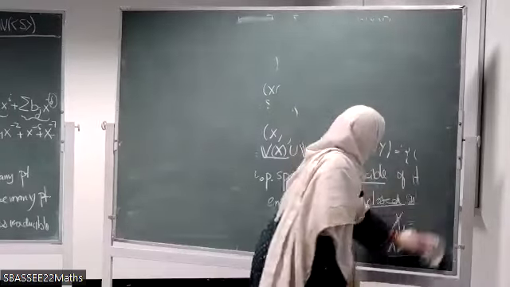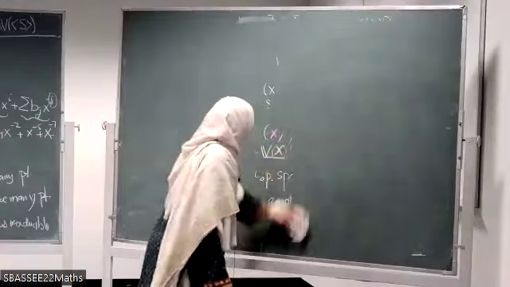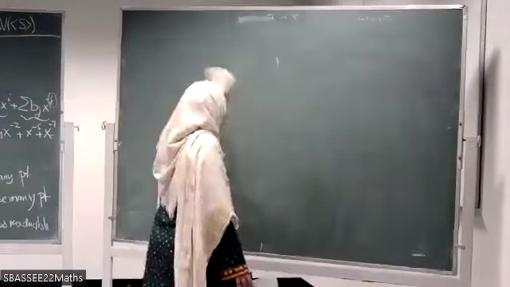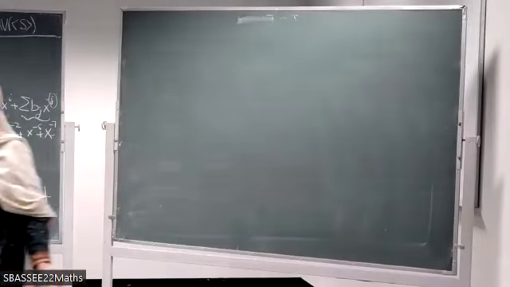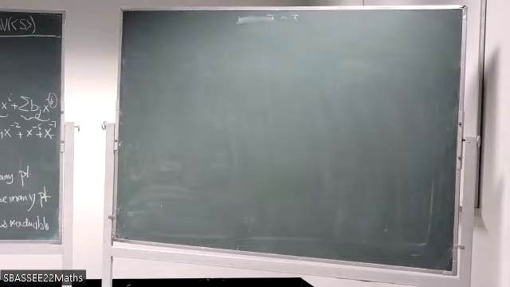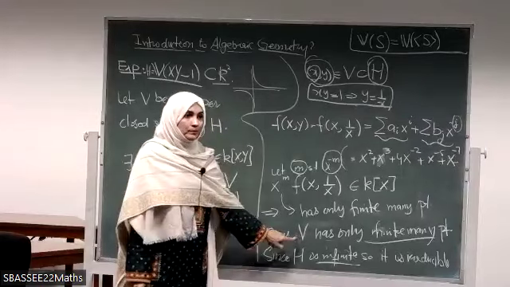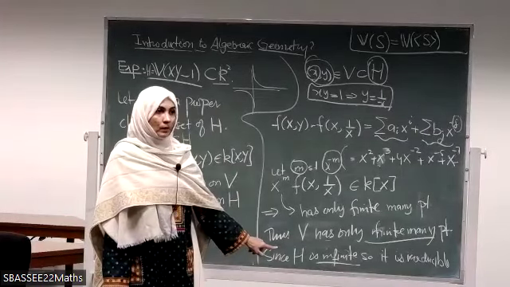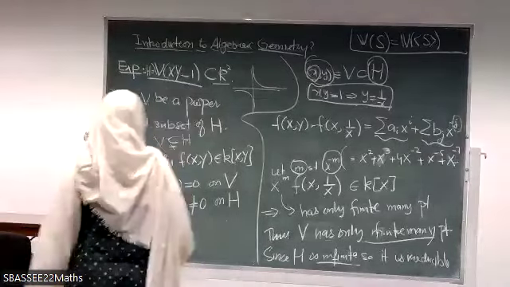I'm confused about how we have infinite points. Ma'am? Yes. No, V has only finitely many points. V has only finitely many points. Okay, why is this true? Look again.